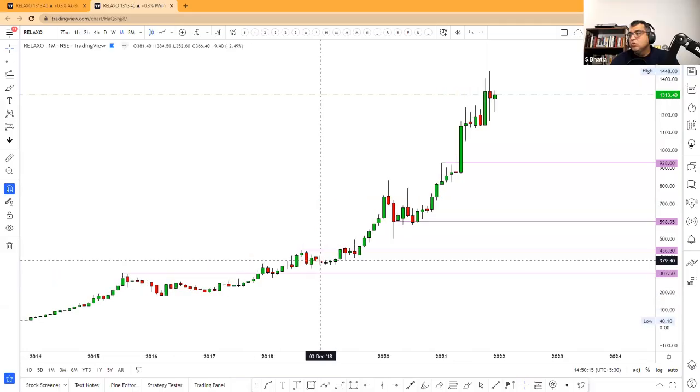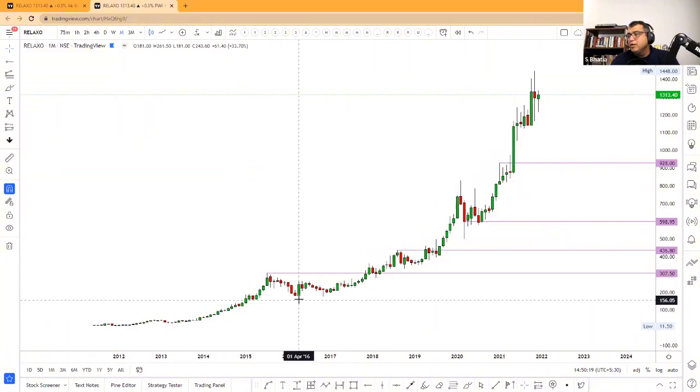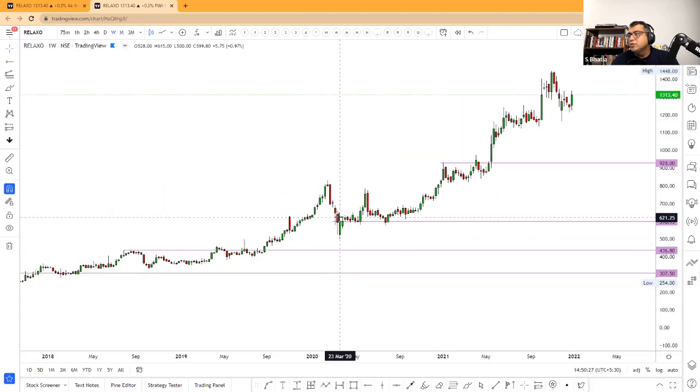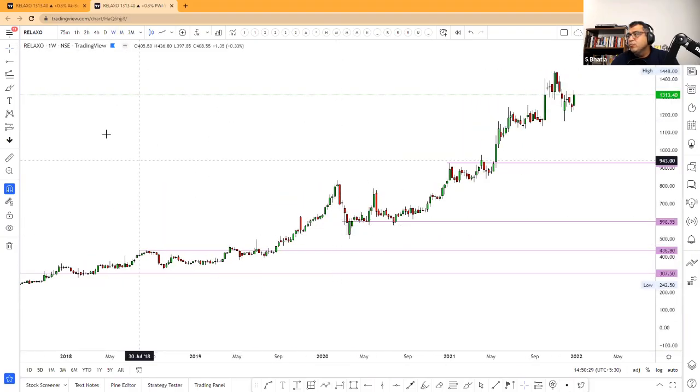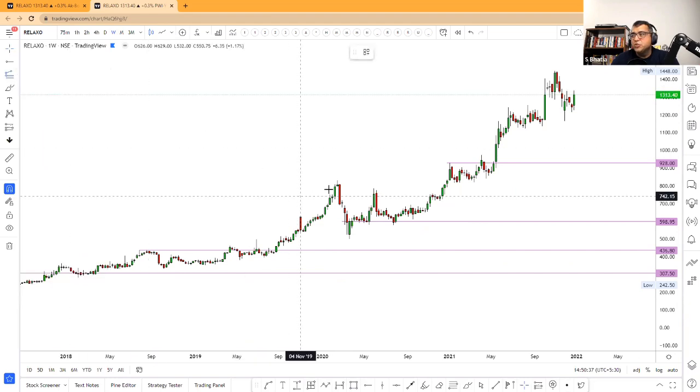So let's draw that on the chart and then we'll see what is there. So this was a pullback and then it went up. Let's take this chart. Let's go to the weekly chart here so we get a better picture. Okay, so let's take this. We all know the Fibonacci retracement, so I'll go into trend-based Fibonacci extension and select that.